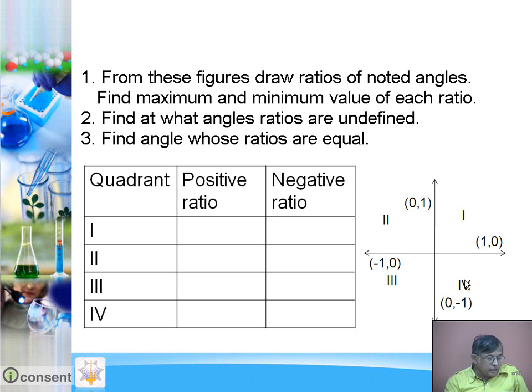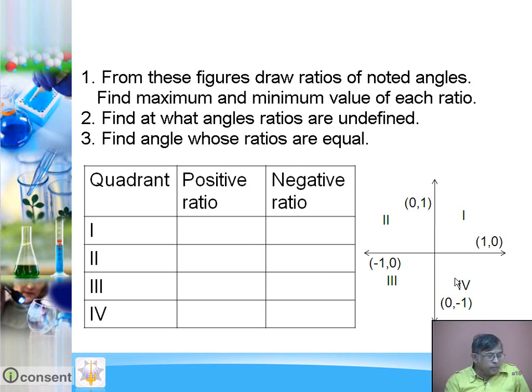So we get one sentence, one more sentence to remember this: All silver tea cups, all positive. S means sin positive, silver. Then all silver tea, tan positive, and cups, that is cos positive.